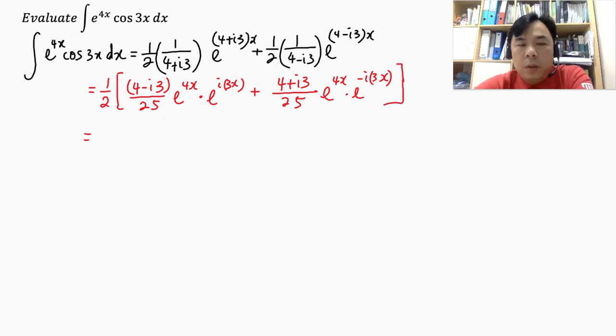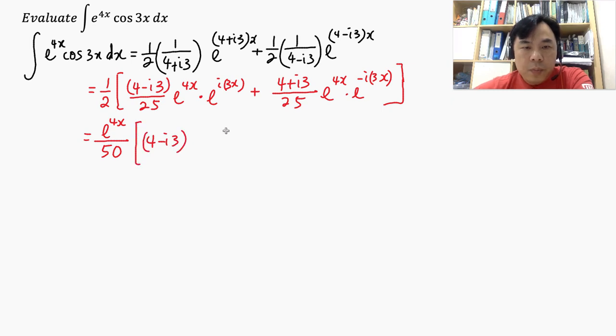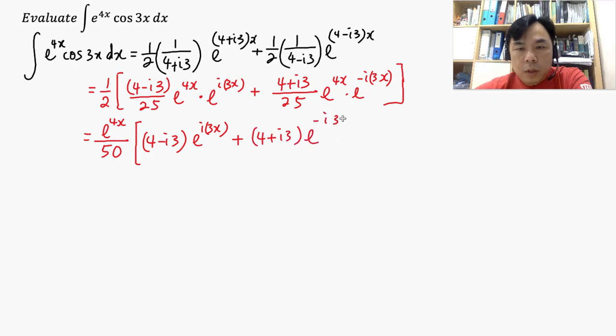And then from here we can do a bit of rearrangement. So I noticed that there are lots of common factors here that we can actually take out. Take for instance, we can take out the e^4x. We can bring out the 25 there. So therefore, what we end up with is this one here, i3, and then we have e^i3x plus 4 plus i3 e^negative i3x. Alright, there you have it.